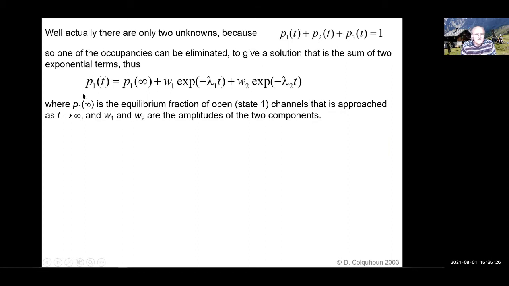number of open channels at time t, which has this form: the sum of two exponentials, which have two rate constants, lambda 1 and lambda 2, and two amplitudes, w1 and w2. These exponential terms decay to zero as time goes to infinity. So as time goes to infinity, the occupancy is the equilibrium occupancy.